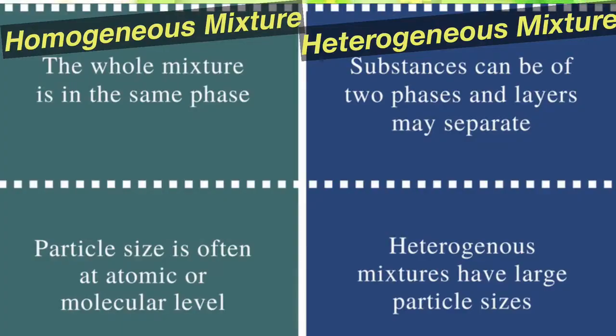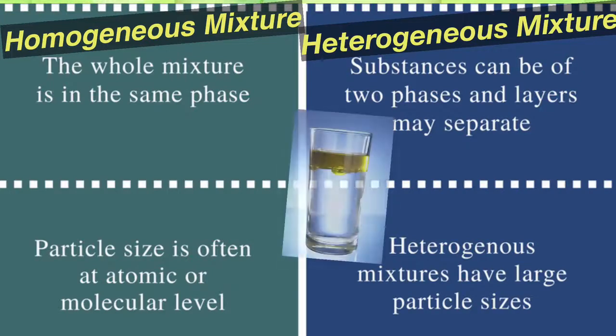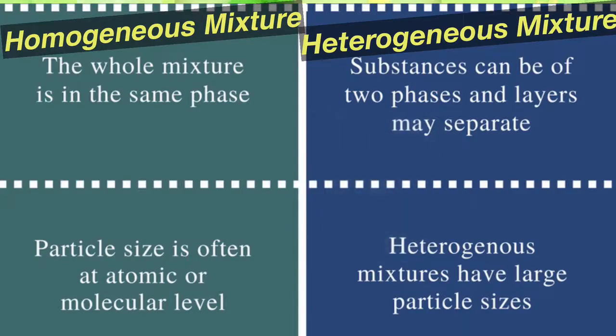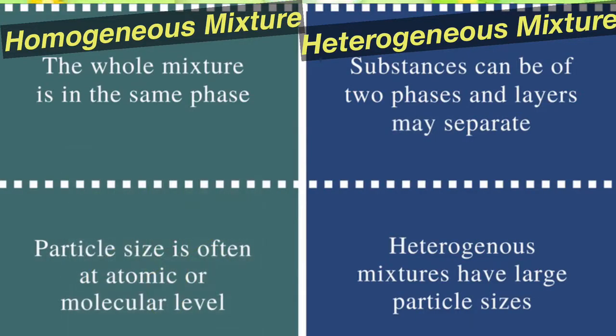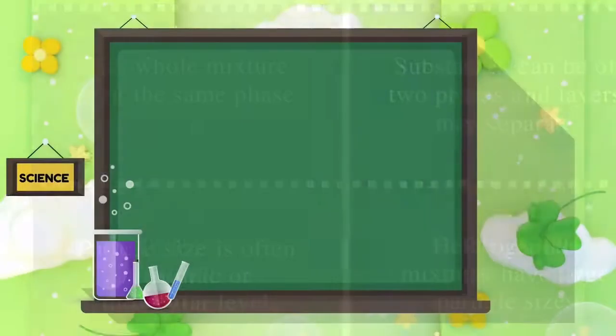In a homogeneous mixture, the mixture can form only one phase, while in a heterogeneous mixture, it can form two phases and layers may separate. An example of this is the mixture of oil and water. Particle size in a homogeneous mixture is often at atomic or molecular level, while heterogeneous mixtures can be easily identified because it has large particle sizes.